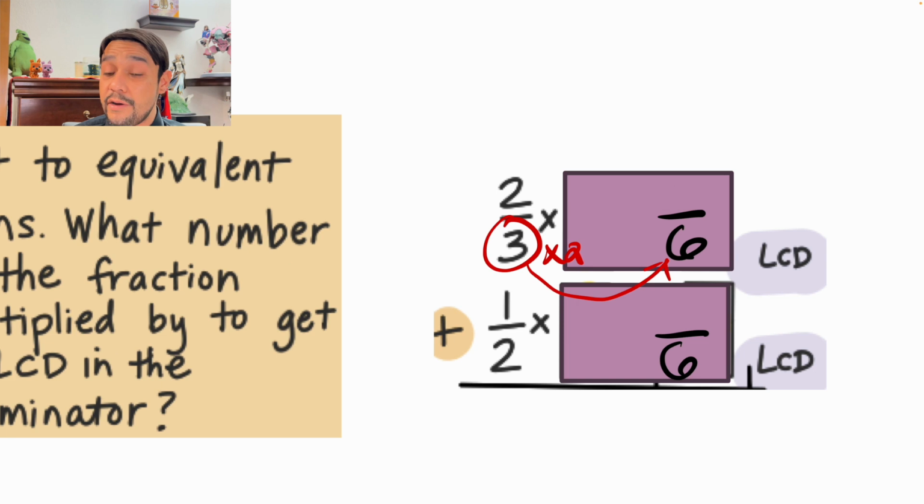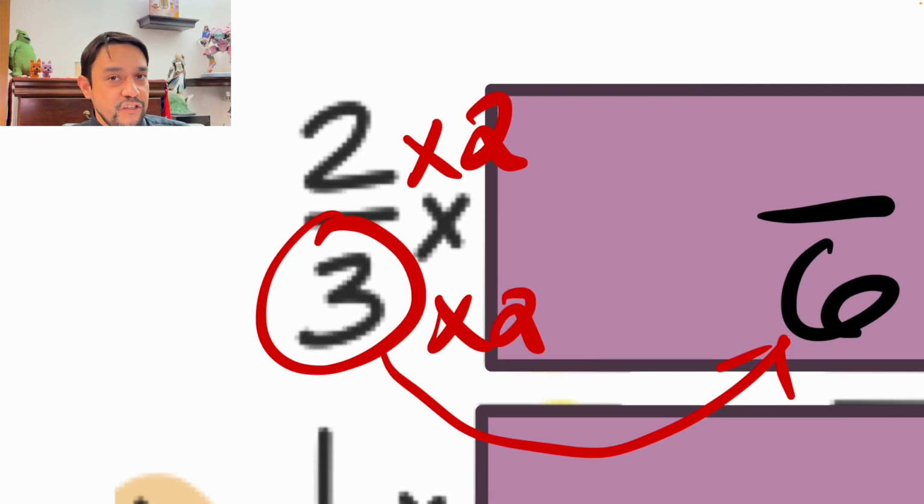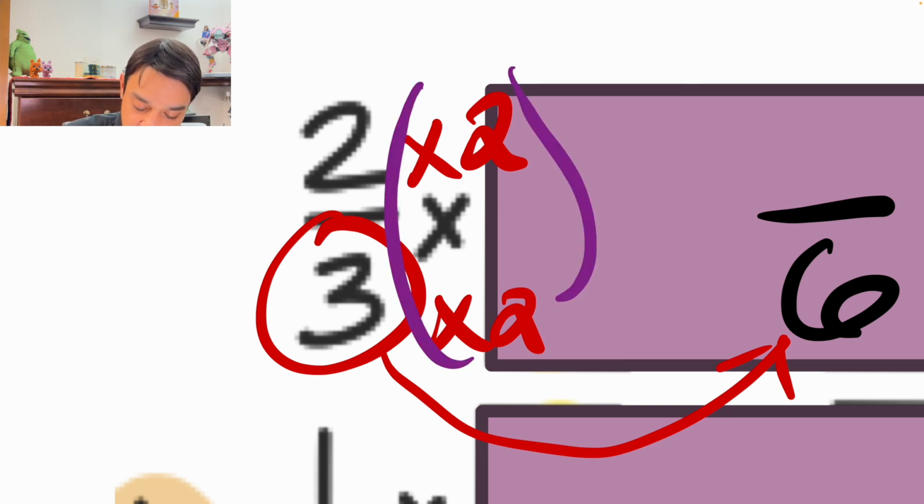Whatever you do to the bottom, you do to the top. Now, there's a reason for that, okay? Remember that we're not just changing denominators all willy-nilly. If you look, we're actually multiplying by 2/2. 2/2 is 1 whole. Anything times 1 is itself. So even though we're getting fractions that look different, they're going to have the same value. Okay, so let's get back into it.